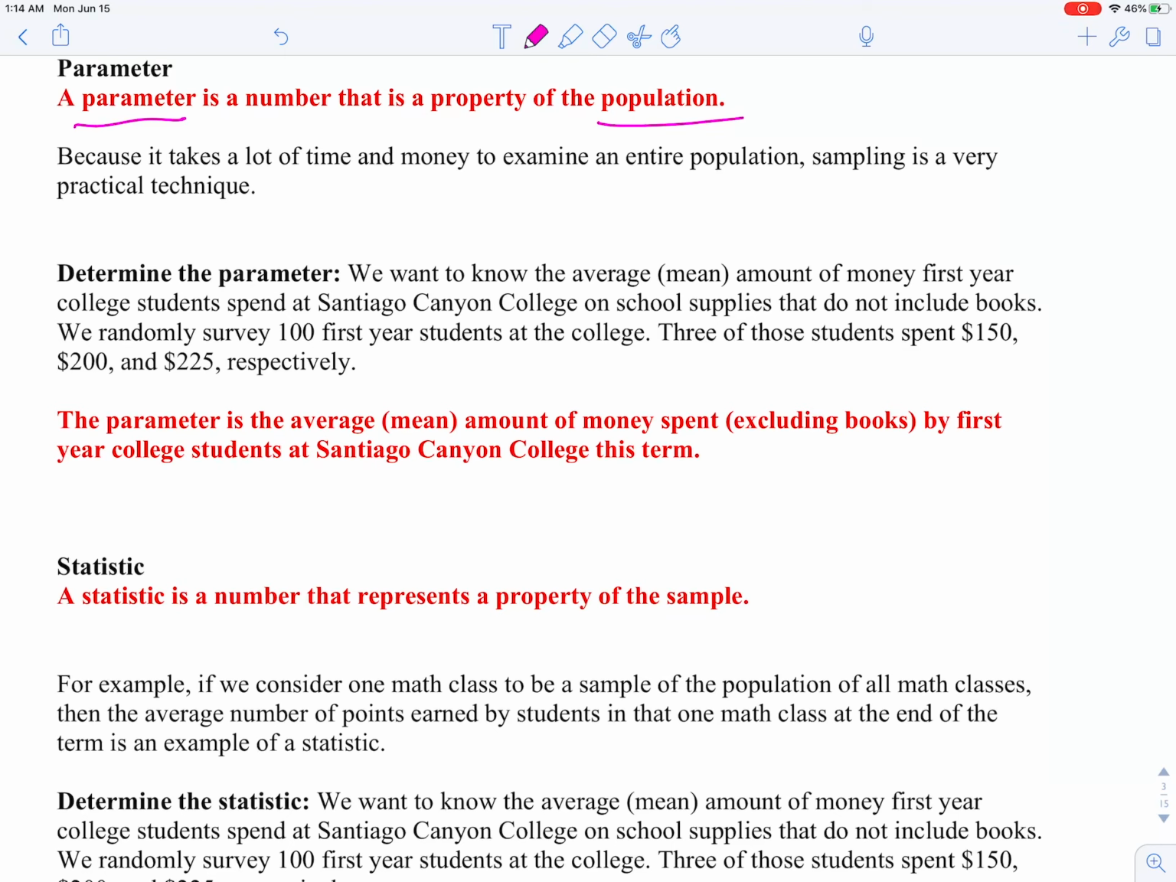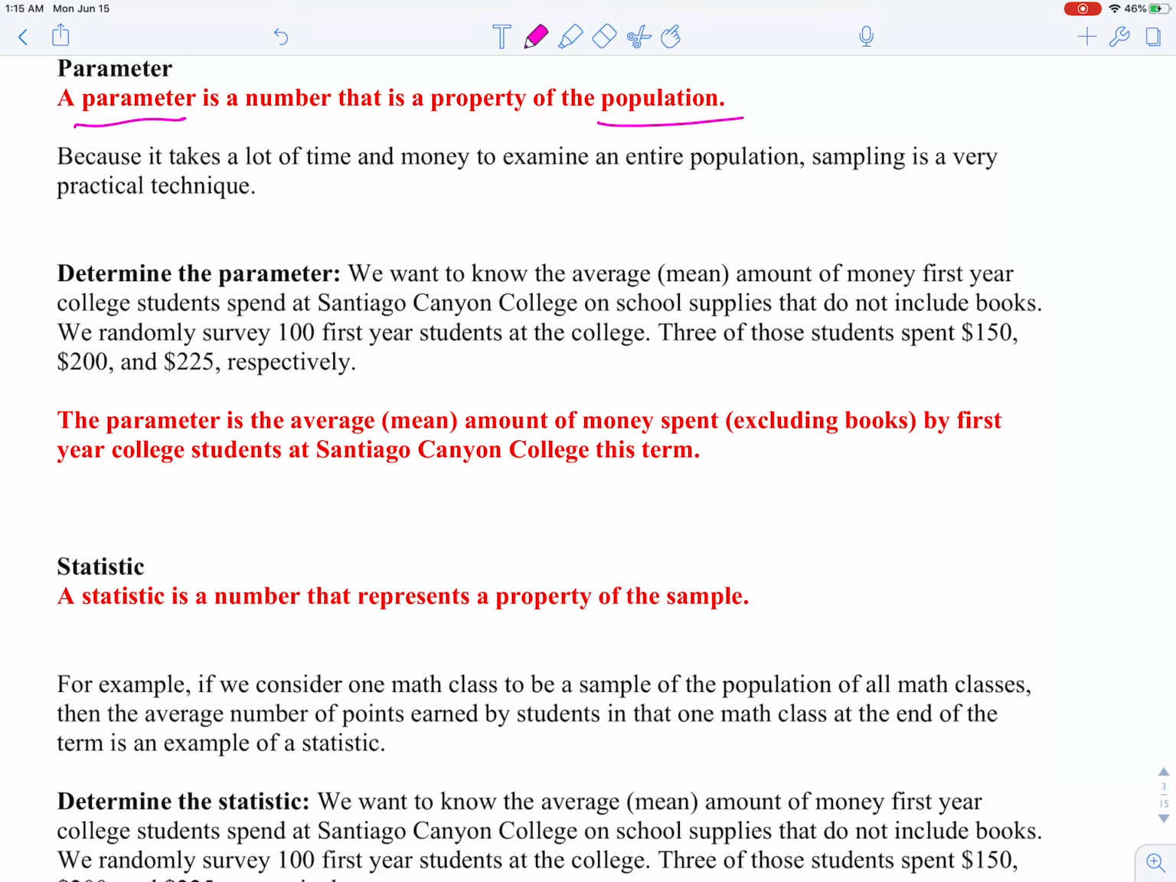Let's see. So again, same example that we've been using every time here. So in this case, the parameter is the average amount of money spent, excluding books, by first-year college students at SCC this term. Okay, so parameter comes from the population. So the parameter in this case is that average amount of money spent by these students.